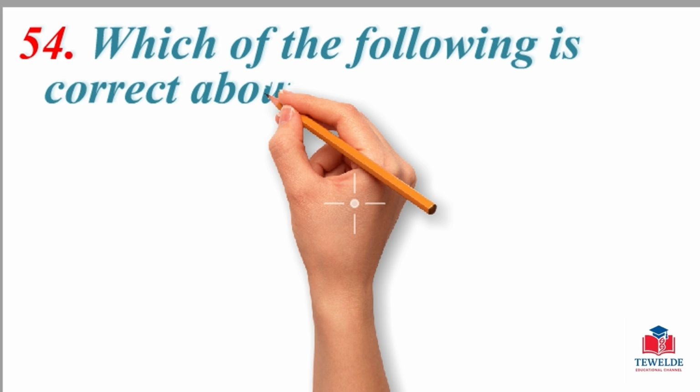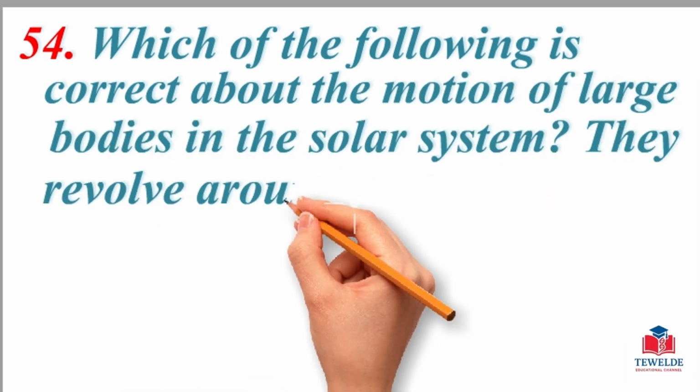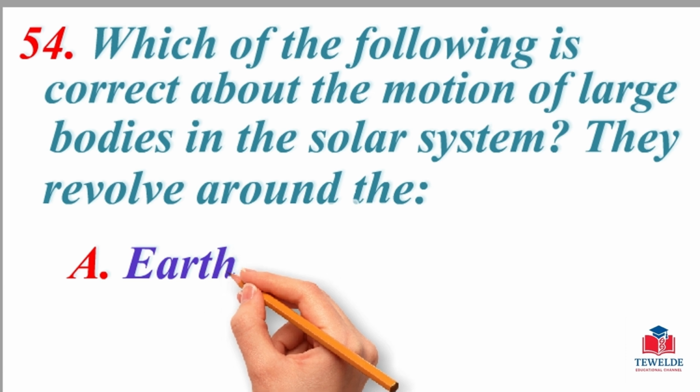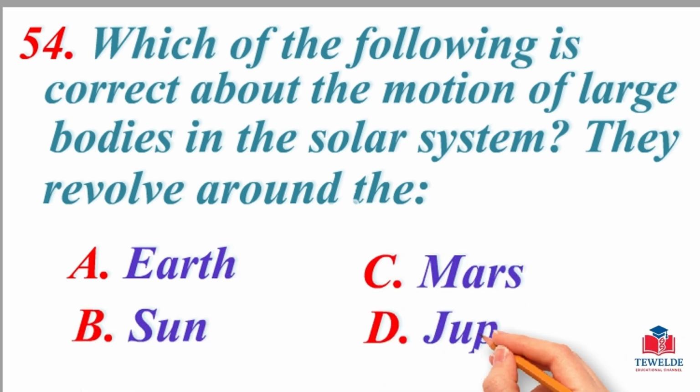Question number 54. Which of the following is correct about the motion of large bodies in the solar system? They revolve around the A. Earth, B. Sun, C. Mars, D. Jupiter.